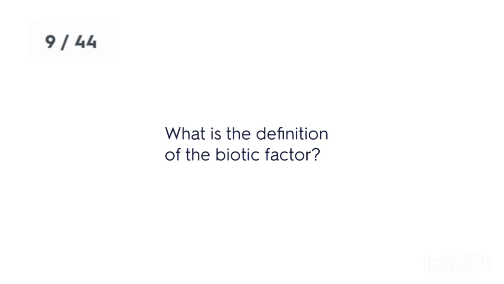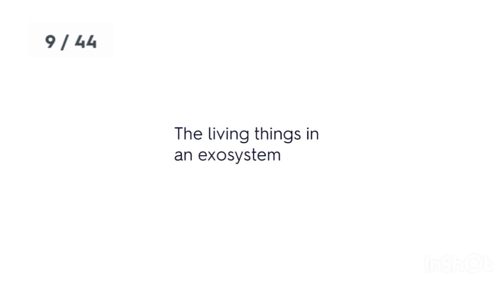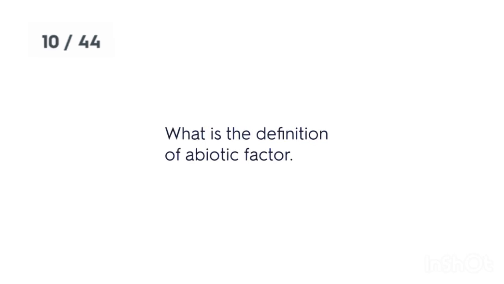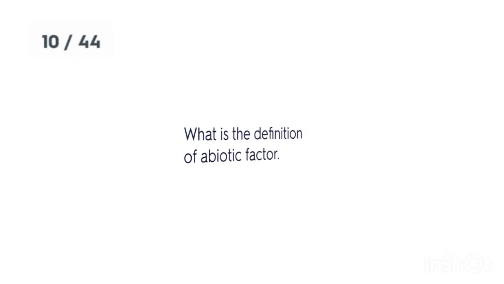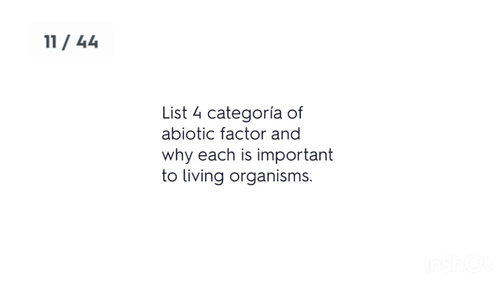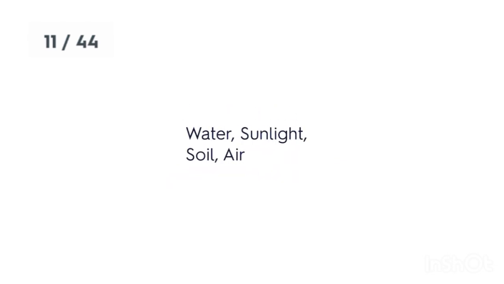What is the definition of the biotic factor? The living things in an ecosystem. What is the definition of abiotic factor? The non-living things in an ecosystem. List 4 categories of abiotic factor and why each is important to living organisms. Water, sunlight, soil, air.